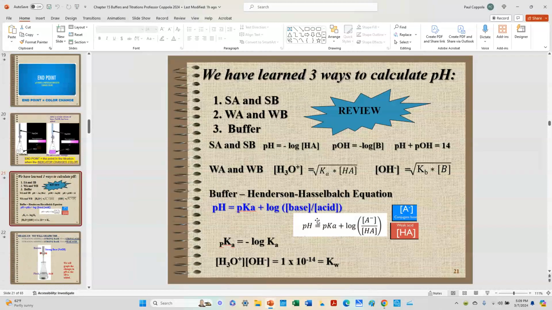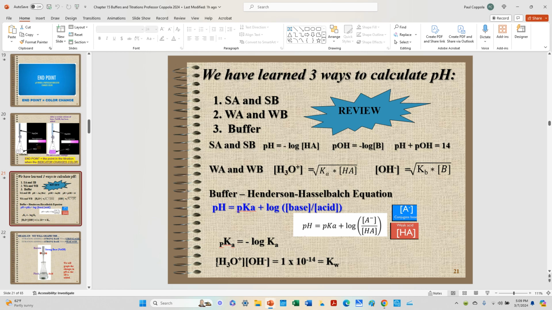And again, going through a review of a few things. How to find the pH of a strong acid and a strong base. How to find the pH of a weak acid and a weak base. And then the Henderson-Hasselbalch to find the pH of a buffer. Okay. Remember, the top part of the equation, A minus, is the base, and the bottom part is the acid. It's a weak acid and a conjugate base.